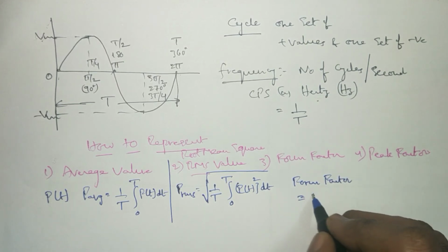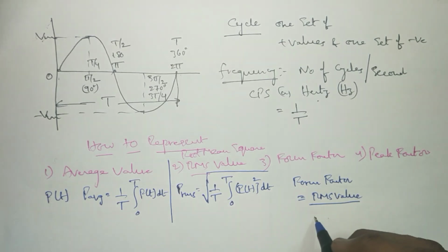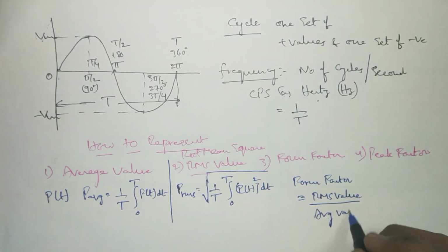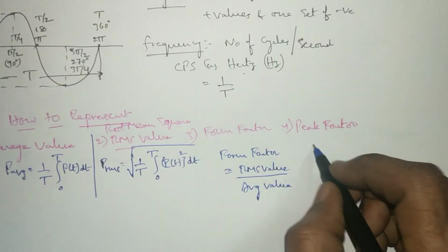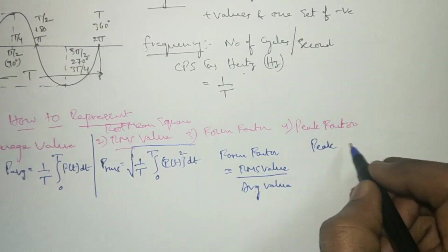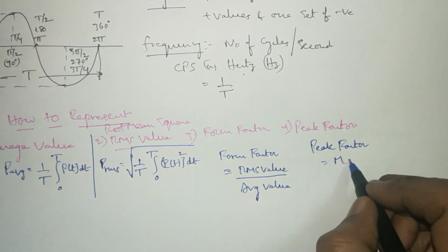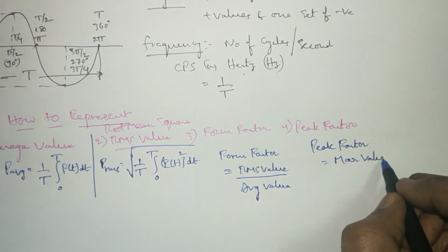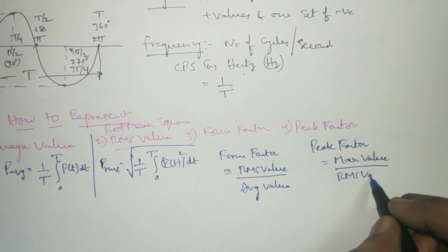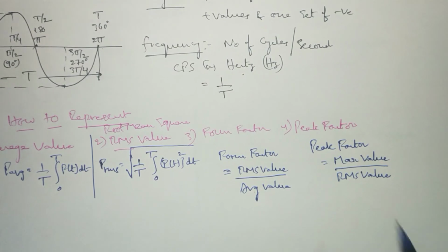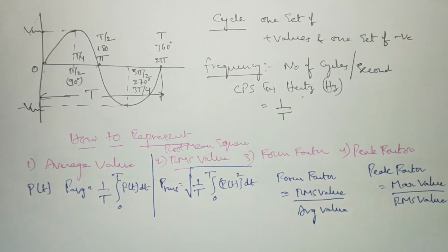After that, the form factor is given as the ratio between the RMS value to the average value of an alternating waveform. Similarly, you can go for the calculation of peak factor, equal to the maximum value or peak value divided by the RMS value of the alternating waveform. Like that, we are going to set a few parameters by which you can identify the alternating waveform.